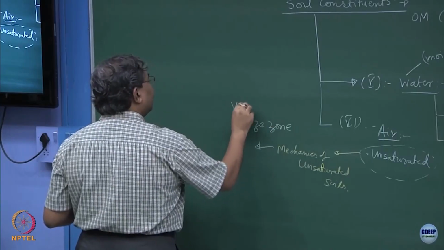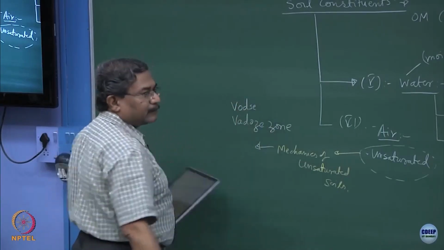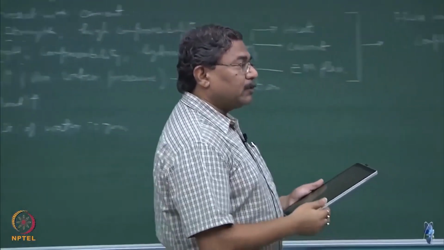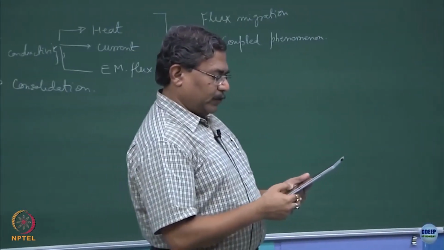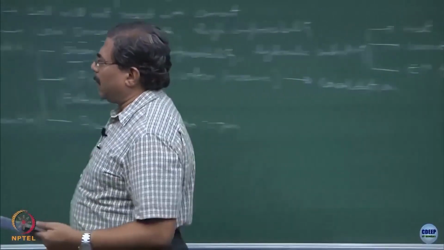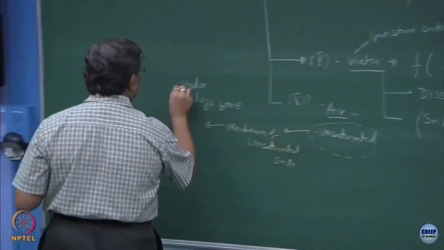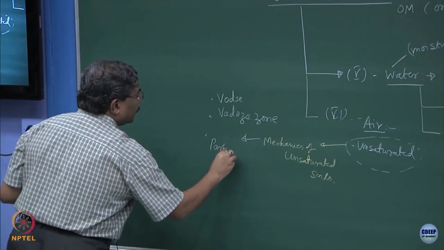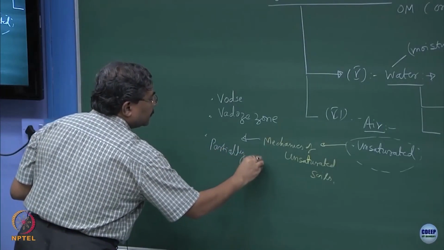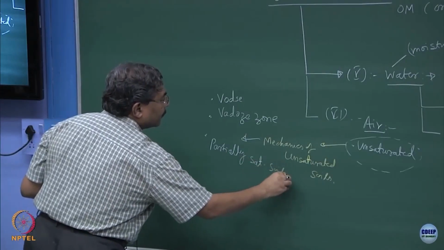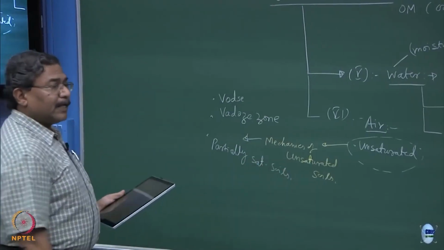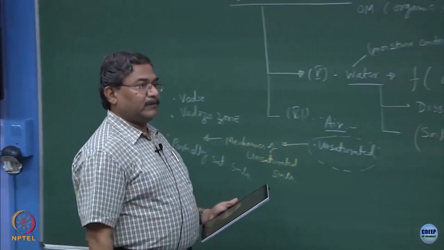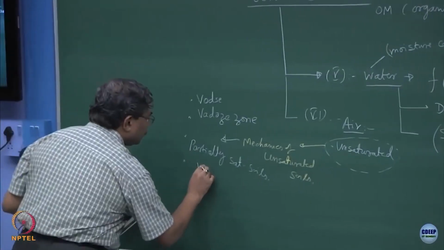Sometimes they write it as Vadose also, both are correct, do not fight with them, alright. Vadose, V-A-D-O-S-E. Sometimes we also call this partially saturated soils. There are different names given to this. Partially saturated soils. Sometimes people also call this variably saturated soils also, alright.